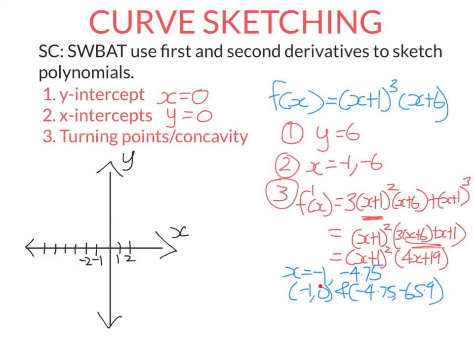It will help me classify these points as minimum, maximum, or inflection point, and it will also tell me about concavity. So I'm going to differentiate this here, and again, I'm going to use the product rule. So I take the derivative of the first and multiply by the second, and then I add the first times the derivative of the second. The derivative of the second, 4x plus 19, is just 4, and I get this.